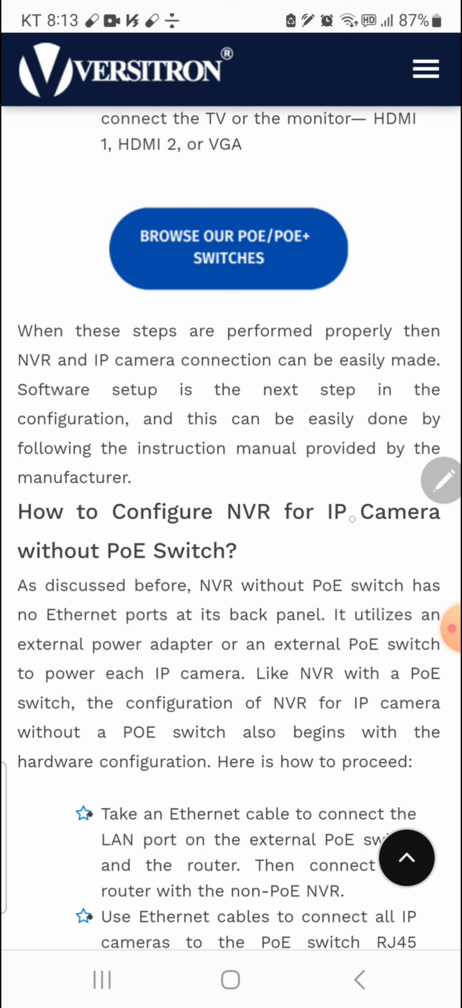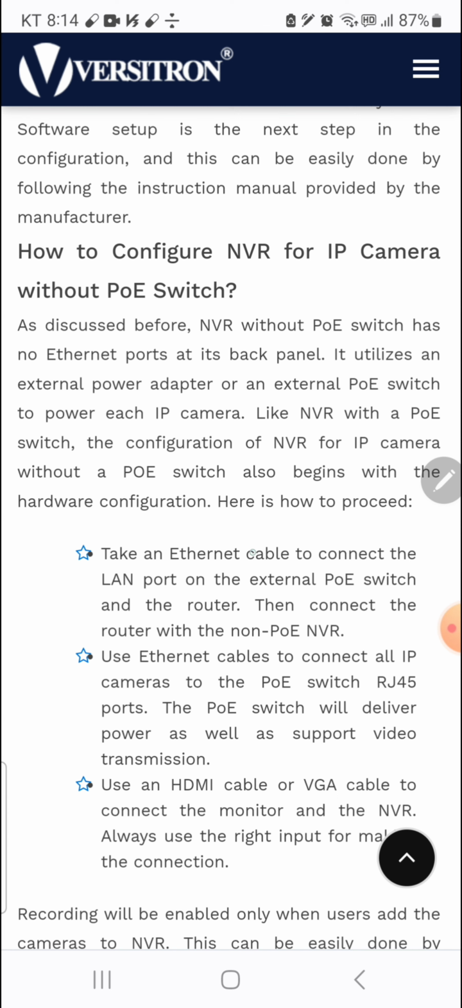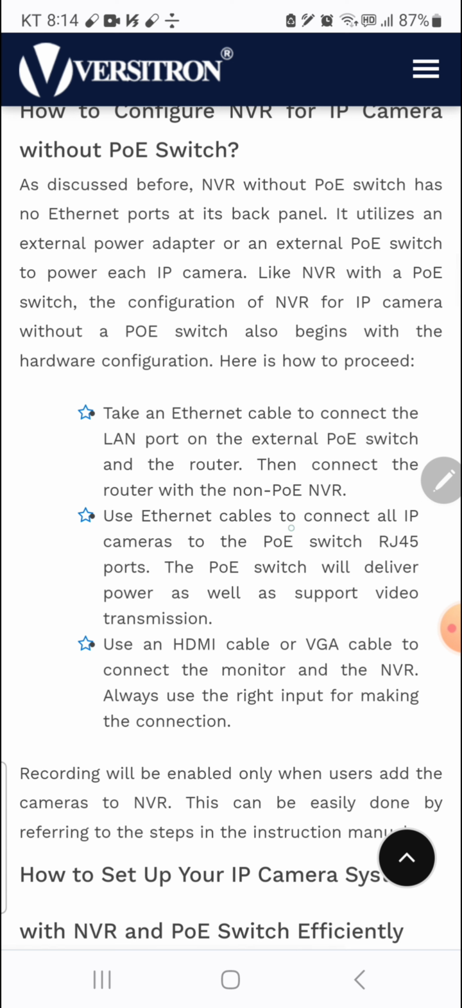How to configure NVR for IP camera without PoE switch? As discussed before, an NVR without PoE switch has no Ethernet ports at its back panel. It utilizes an external power adapter or an external PoE switch to power each IP camera. Like the NVR with the PoE switch, the configuration of an NVR for IP camera without a PoE switch also begins with a hardware configuration. Here's how to proceed.